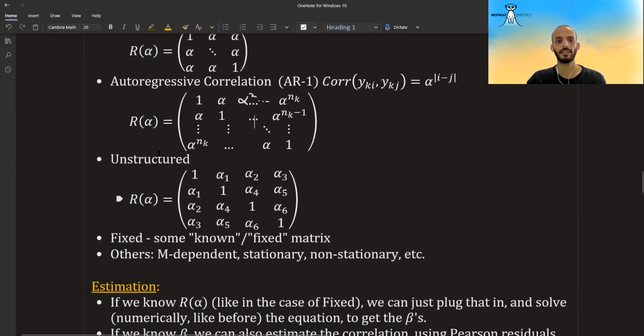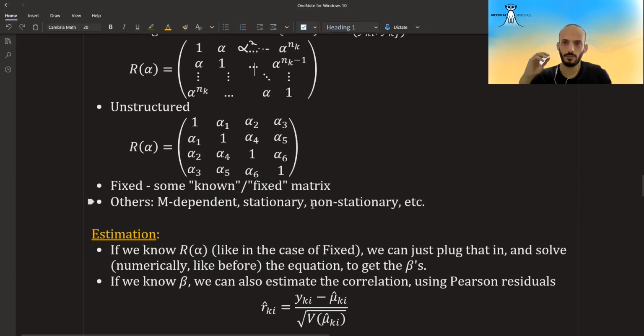We can also give an unstructured correlation matrix where we just say, just estimate each of those. We don't know what they are. We can give some fixed correlation matrix. And by fixed, I mean we just decided this is the correlation structure and we give it. And there are other correlation structures, which are M-dependent, stationary, AR, non-stationary, etc.